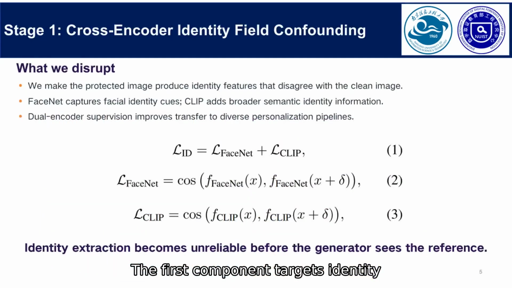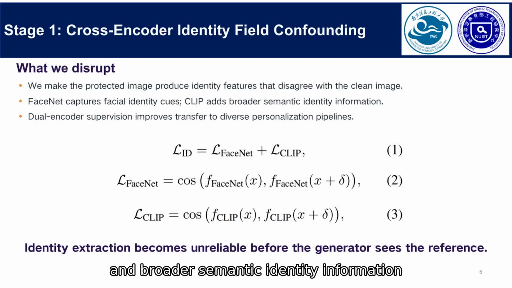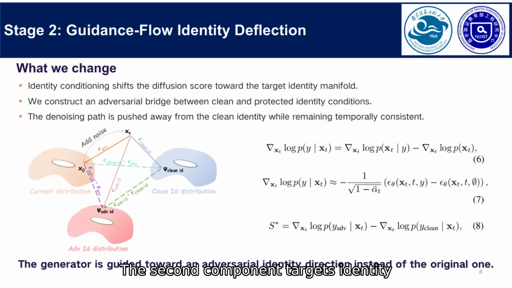The first component targets identity extraction. We make the protected image produce identity features that differ from the clean image, while preserving visual quality. By using both FaceNet and CLIP, we capture facial identity cues and broader semantic identity information, which improves transfer across different pipelines.